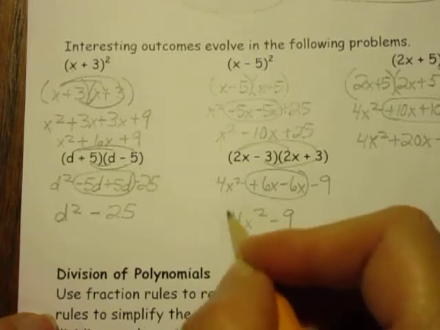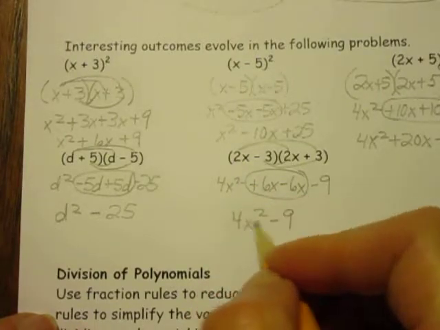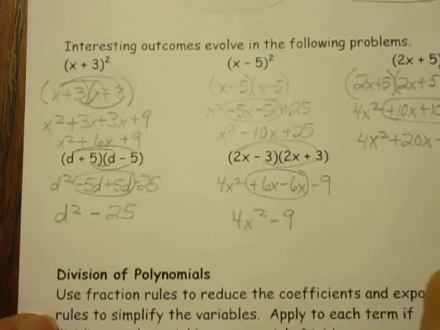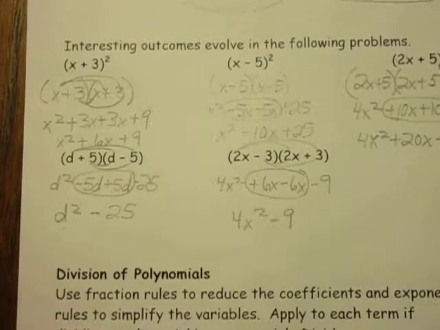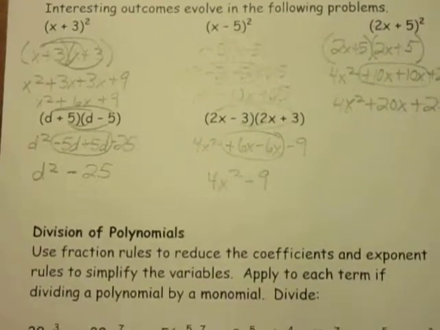And that first term is the first term squared. That last term is that last term squared. And they're subtracted. So it's just kind of a unique pattern. I just wanted to show it to you.